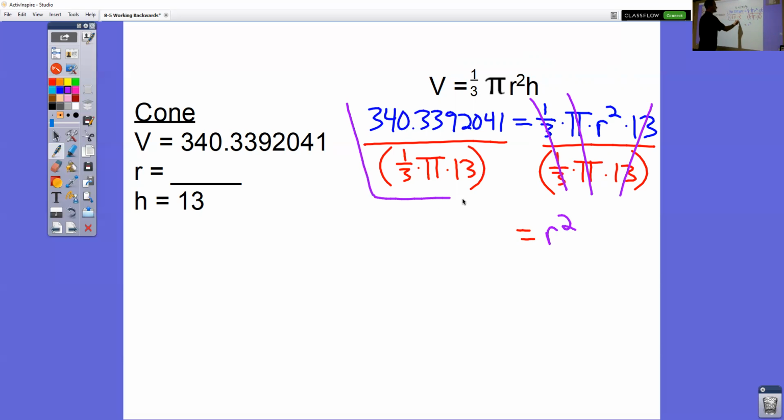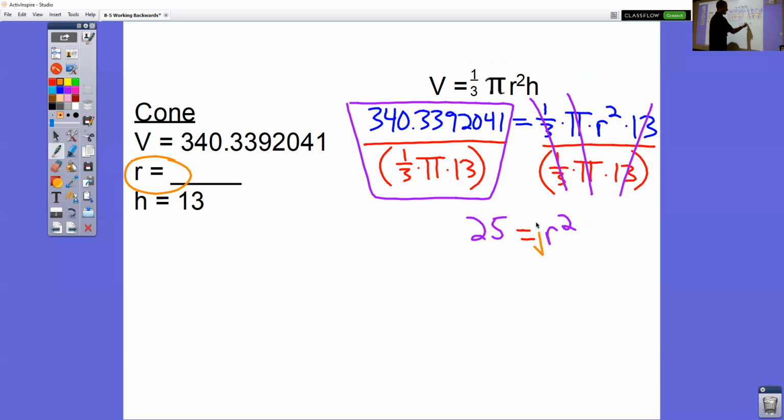You're going to take this and type it directly into the calculator exactly how it says. 340.3392041 divided by parentheses 1/3 times pi times 13. Close your parentheses and hit equals. When you do that, you get an answer of 25. Now, we're not done yet. Remember, we want to solve for r, not r squared.